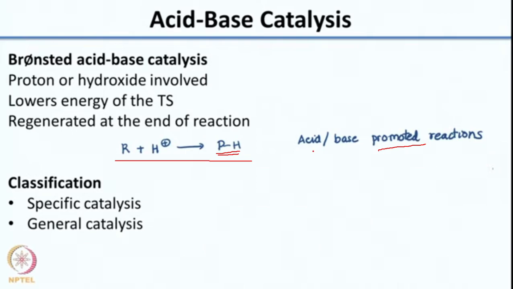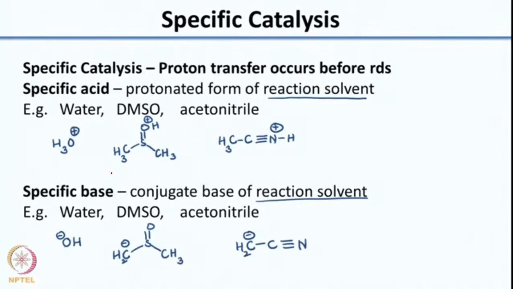Okay. Now let's talk about the classification of Bronsted acid base catalysis, where we have specific catalysis and general catalysis. Talking about specific catalysis, in specific catalysis, proton transfer occurs before the rate determining step. So the proton transfer is very fast in this case. So it occurs before the rate determining step.